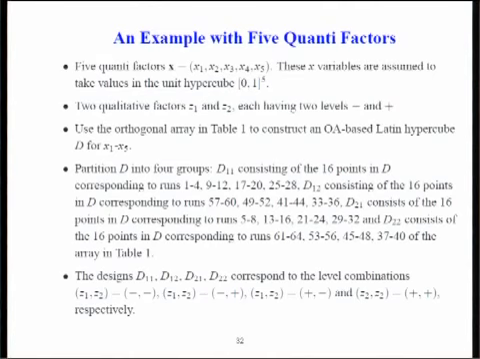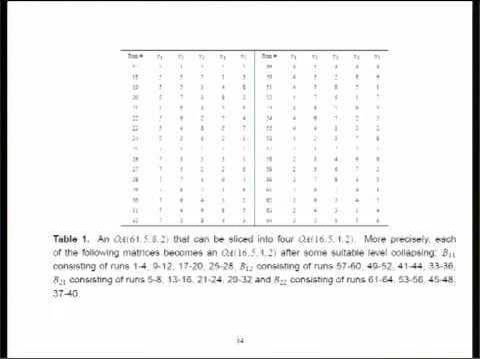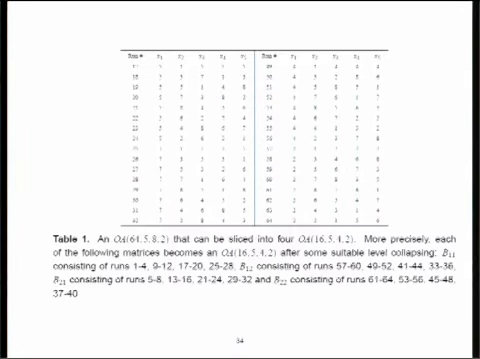And we have 2 categorical factors, z1 and z2, both have 2 levels, -1 and +1. For this one, what we do is very simple. We use a very special orthogonal array in this table, a 64 by 5 orthogonal array. So this is an orthogonal array if you consider all the 64 rounds, and this is a special orthogonal array in the following sense.